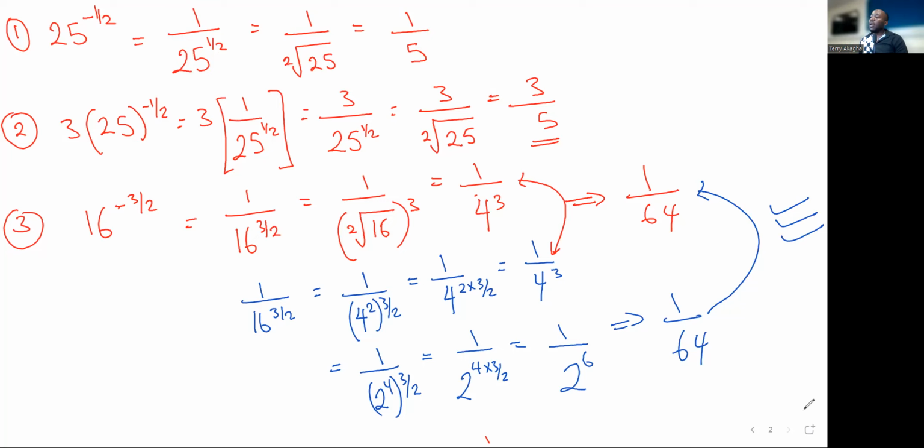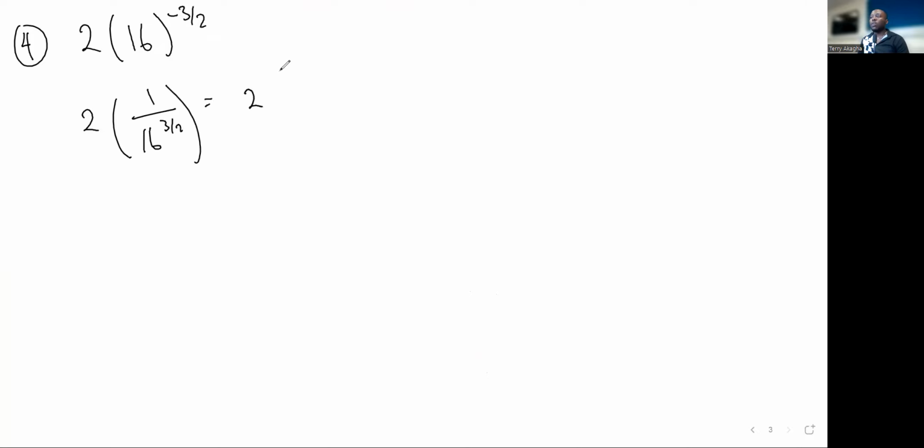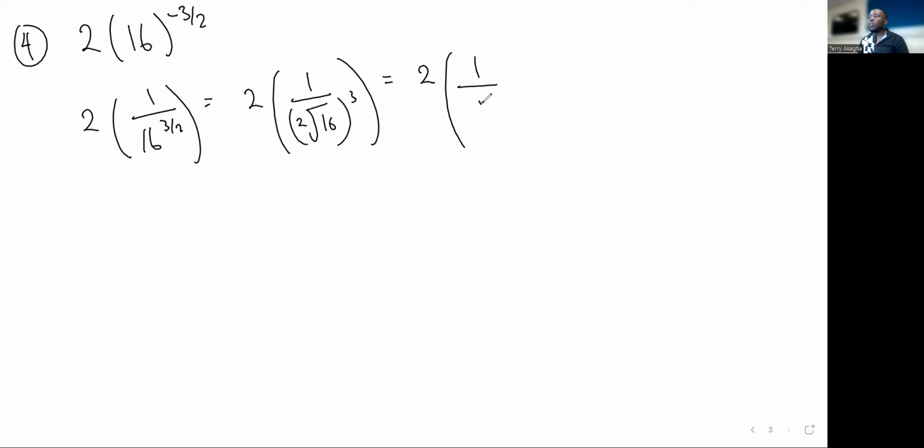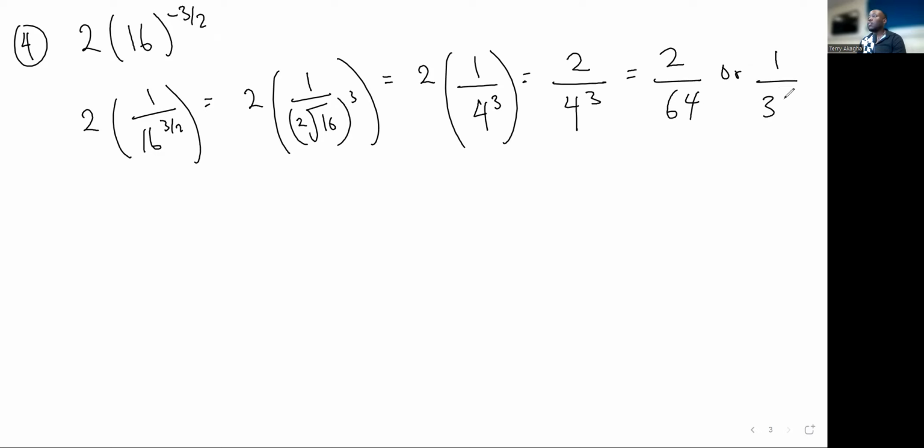And also if you have a coefficient as well, like in this example, number 4, we have 2 times 16 to the power of minus 3 over 2, like what we just solved. So it's going to be 2 into bracket, 1 over 16 to the power of 3 over 2, which is going to give us 2 into bracket, 1 over the square root of 16, all raised to the power 3, which is going to give us 2 into bracket, 1 over 4 raised to the power 3, and this is going to give us 2 over 4 raised to the power 3, and that will give us 2 over 64, or you can simplify it to be 1 over 32. All right, and that will be the answer for that.